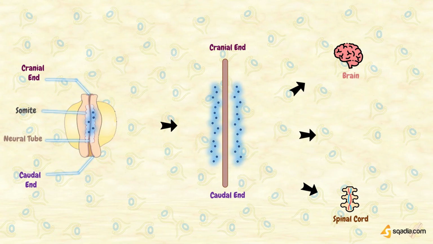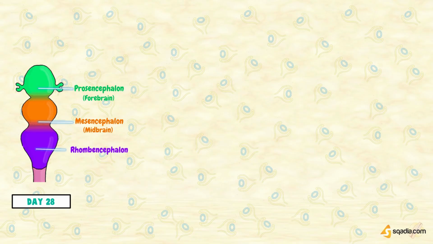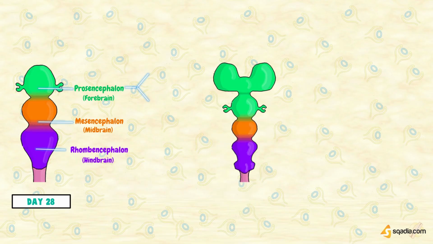Now, let's understand the development of the brain. Three vesicles develop in the cranial end of the neural tube. At day 28, the vesicles are the prosencephalon that becomes forebrain, mesencephalon that becomes midbrain, and rhombencephalon that becomes hindbrain. Now, in the fifth week, the three vesicles become five.